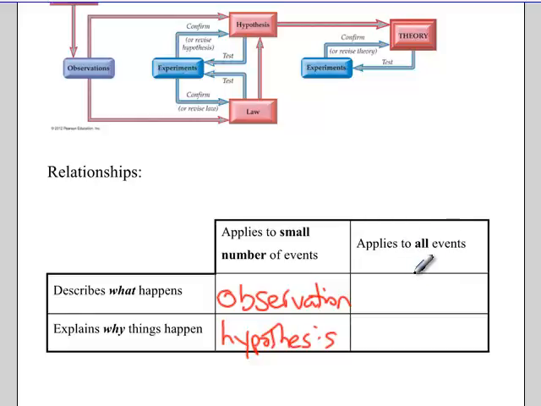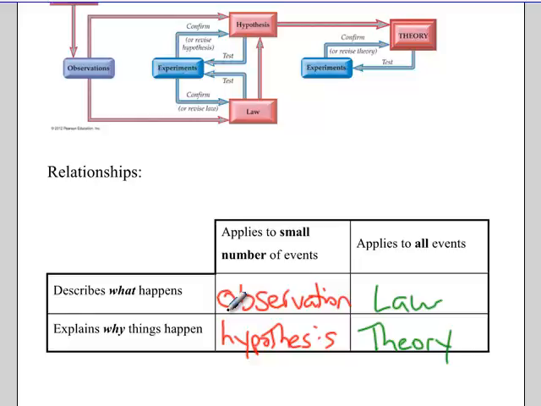Things that apply to all events. So describing what happens that describes all events would be a law. And explaining why things happen, that would be a theory, which in everyday language sounds like it's something that is just a guess or an approximation. But in science, theory has a much more rigorous definition, which is the explanation of why something happens. So this will make more sense when you read through chapter 1.